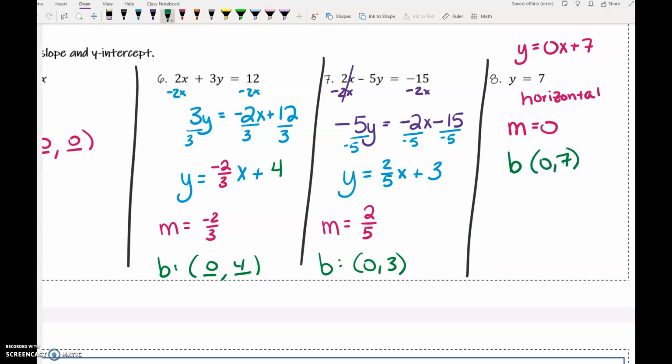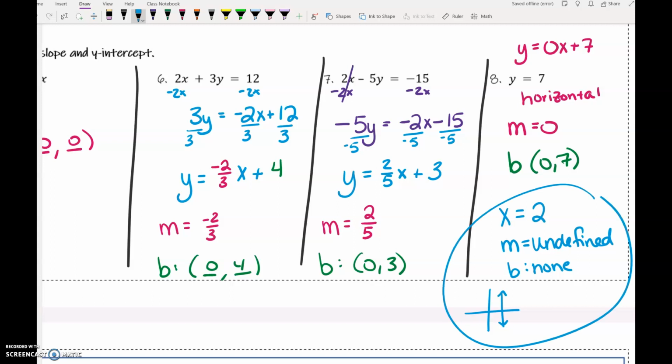0, 7. Now, what if it was a vertical line? What if it was x equals 2? What's the slope? Wait a minute, what kind of slope do vertical lines have? They don't have one, it's undefined. And what's the y-intercept? A vertical line is going to look like this. Does it cross the y-axis at all? So it would have no y-intercept. So that's just a helpful hint in case maybe you see a vertical line somewhere on your assignment. I don't know, it could happen.